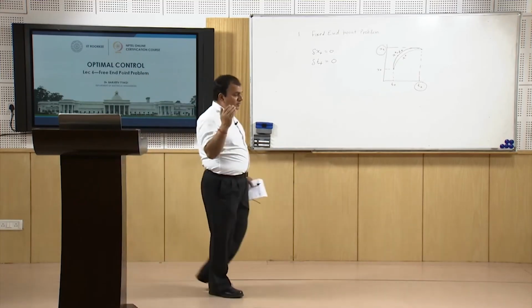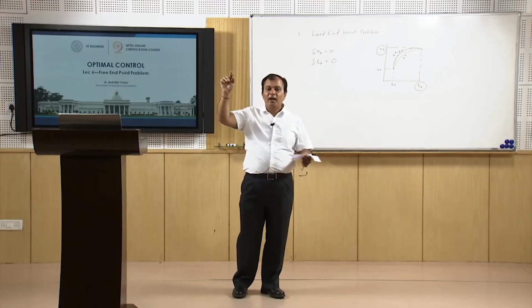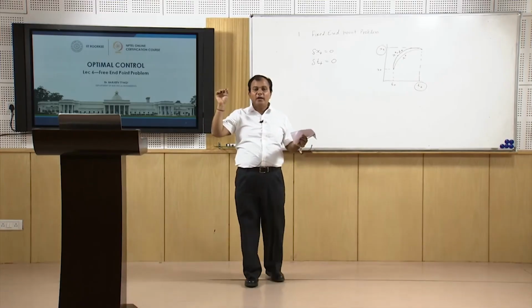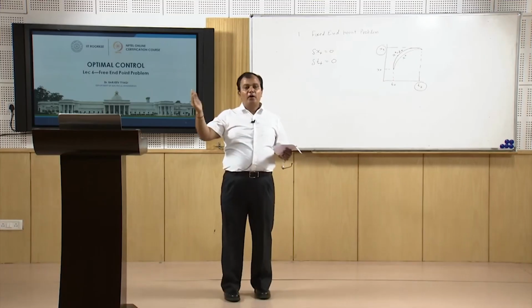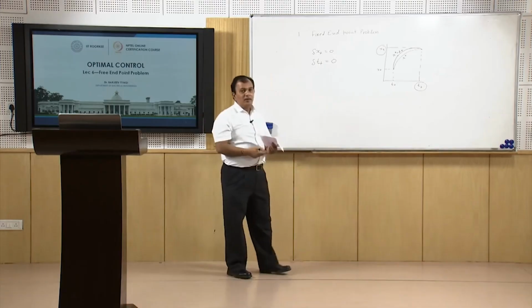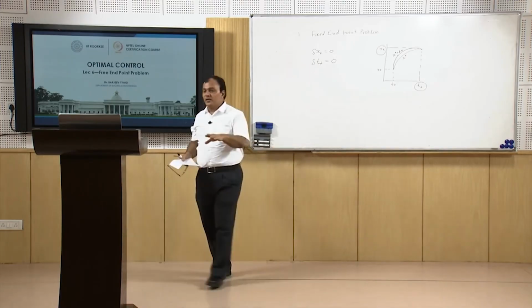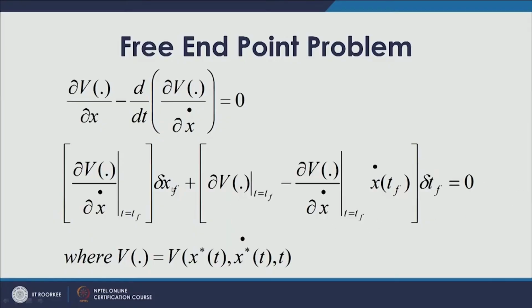One example we have seen in the previous class is when we tried to find the minimal length between two points. These two points were already fixed, so this problem we have already taken previously. This general problem can be converted into the fixed endpoint problem if we consider delta xf and delta tf to be 0. So, my second equation will not appear in that particular case.